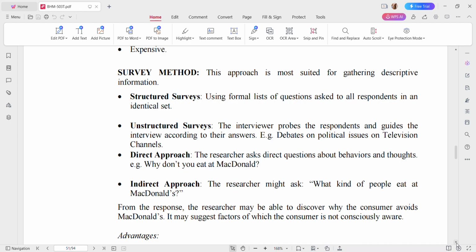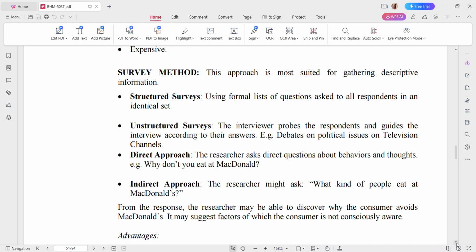Now, when you say unstructured, this is the total opposite of the structured. The interviewer here probes the respondents and guides the interview according to their answers. So the unstructured is usually done in qualitative research, when you want to explore something, you want to get a certain phenomenon, you want to do exploratory research, you do case analysis, and so on. So you do unstructured survey wherein the interviewer gives questions, and then from the answers of the participants, other questions may be formulated. So that's unstructured survey.